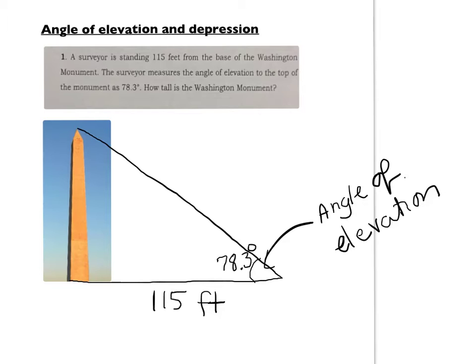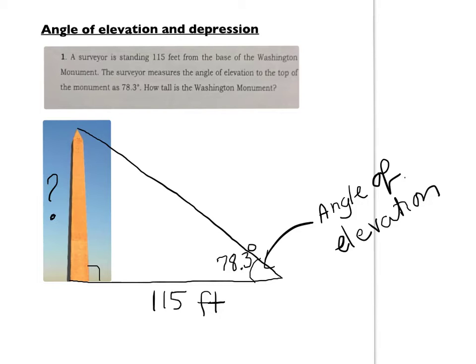We now have two great pieces of information. We have the angle, and we have how far away the surveyor is. And the third piece we have is we can assume that the Washington Monument is perpendicular to the ground, so that makes a right triangle. And what they want to know is this over here.